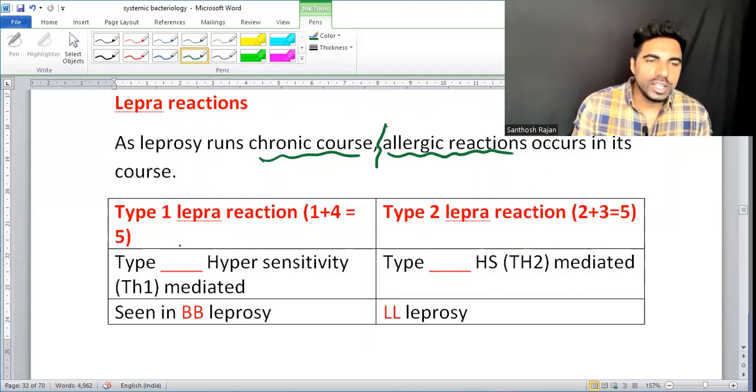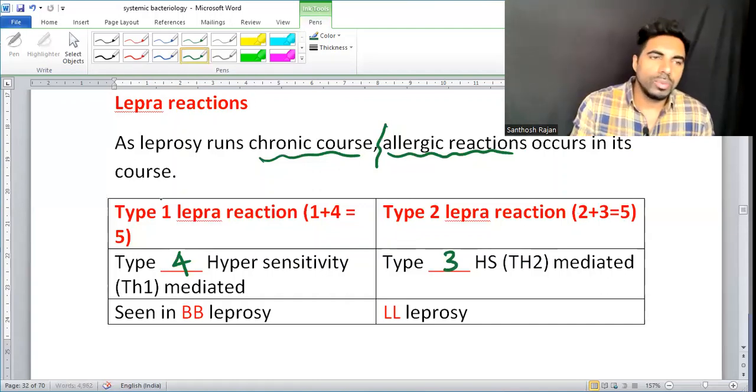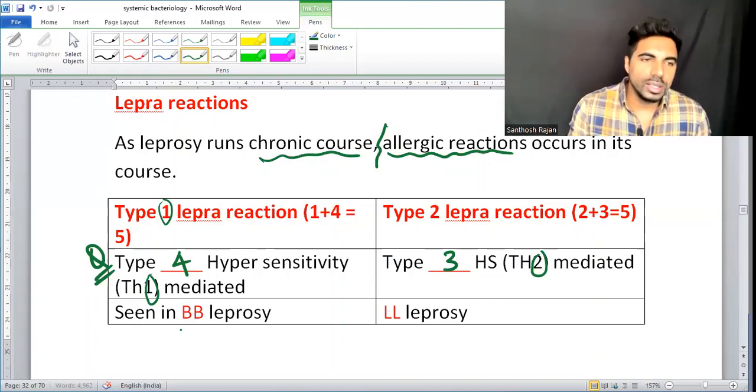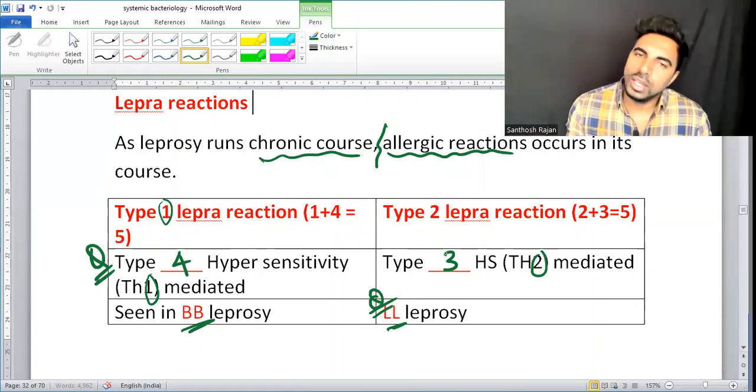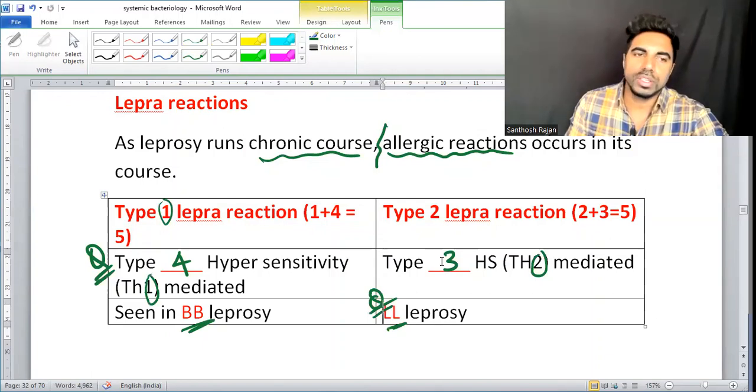Lepra 1 is basically a type 4 hypersensitivity reaction. Shortcut to remember: 1 plus 4 is equal to 5. Type 2 is a type 3 hypersensitivity reaction. How to remember? 2 plus 3 is equal to 5. The question is, which type of hypersensitivity reaction? Type 4 hypersensitivity for lepra 1, type 3 hypersensitivity for lepra 2. Type 1 is seen in the BB form and type 2 is seen in the LL form. Lepromatous leprosy usually has this type 3 hypersensitivity reaction, in BB and LL forms. You have to know this one. This is important, definite expected questions.